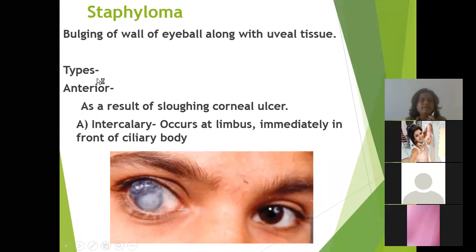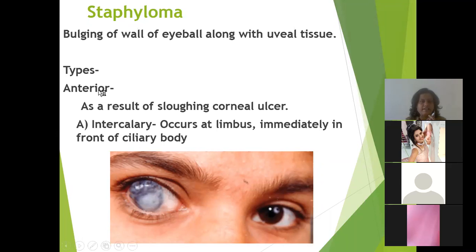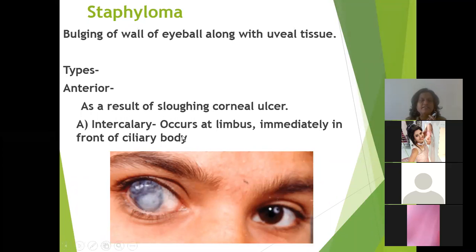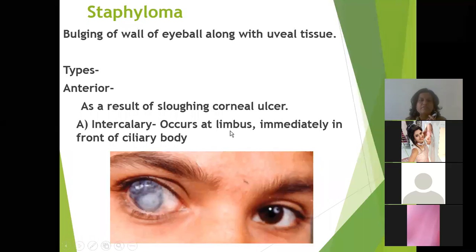Then there are types of staphyloma. Firstly, anterior staphyloma. It occurs as a result of a sloughing corneal ulcer, which leads to an anterior staphyloma. In that, there is an intercalary staphyloma that occurs at the limbus, immediately in front of the ciliary body.